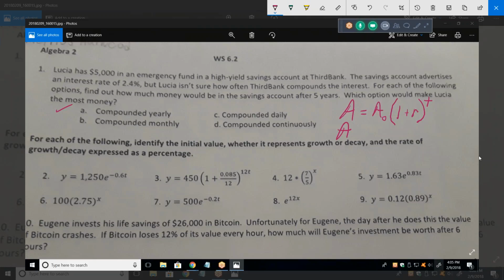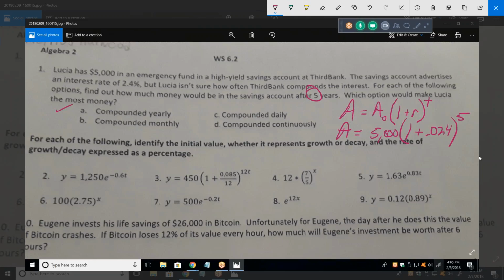A is going to be, plug everything in for me. Tell me what to write. 5,000 times, what's R? 0.024. T? To the 5.